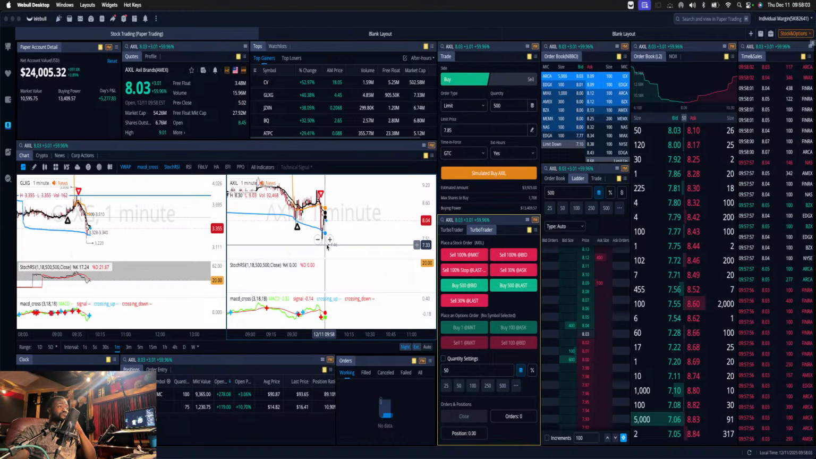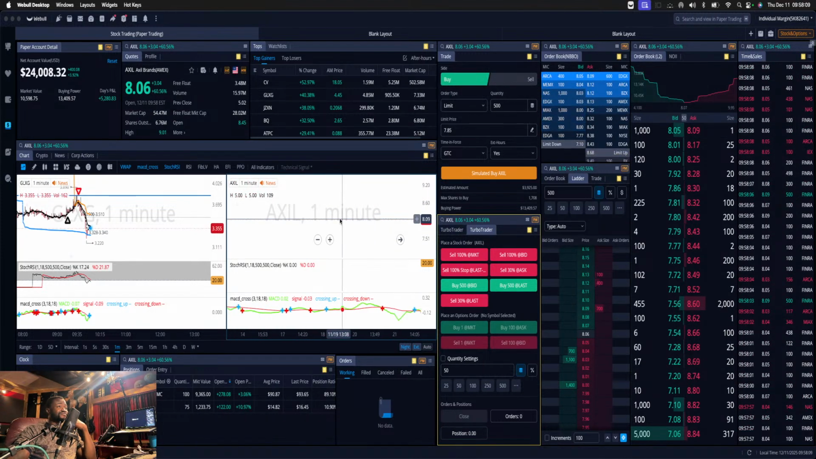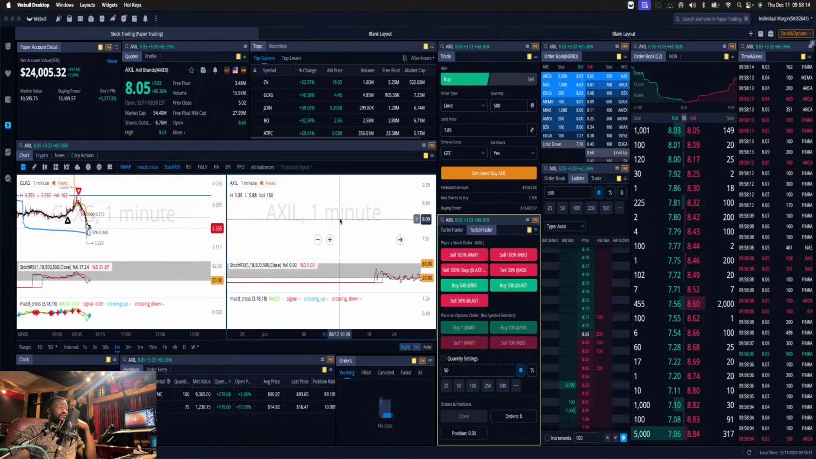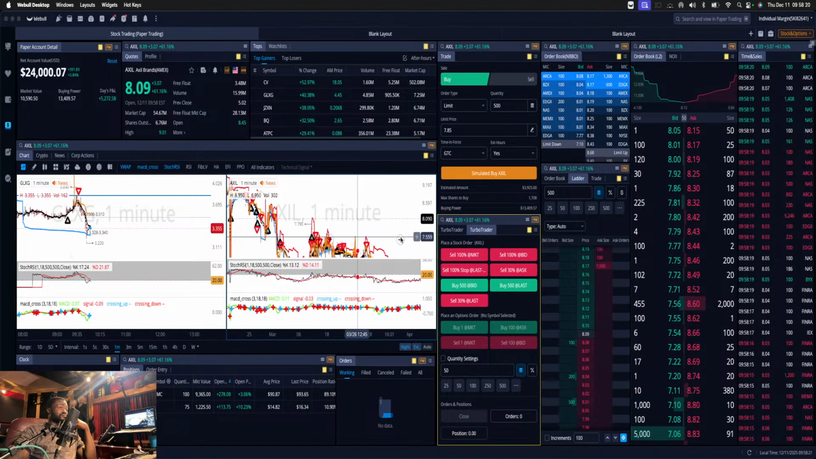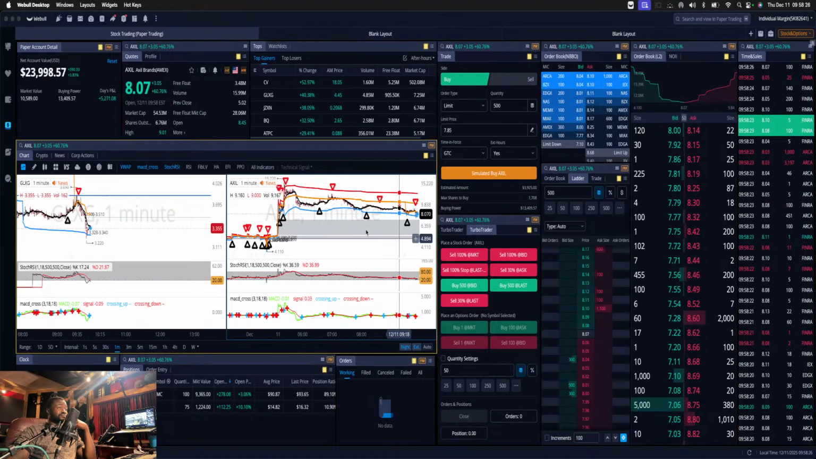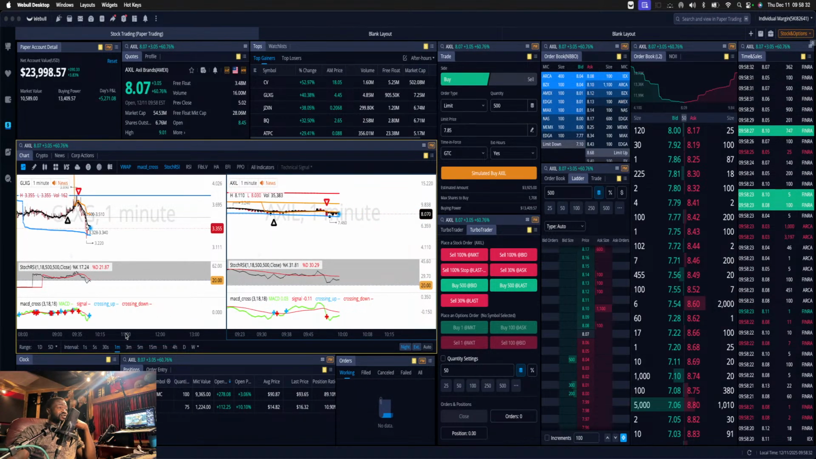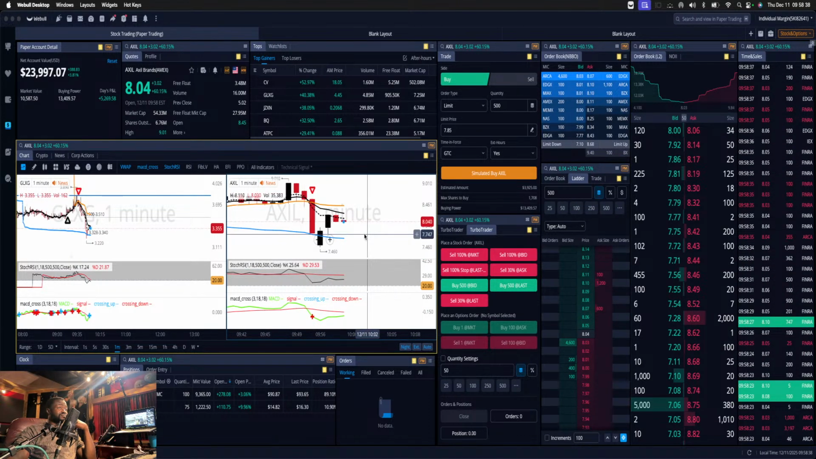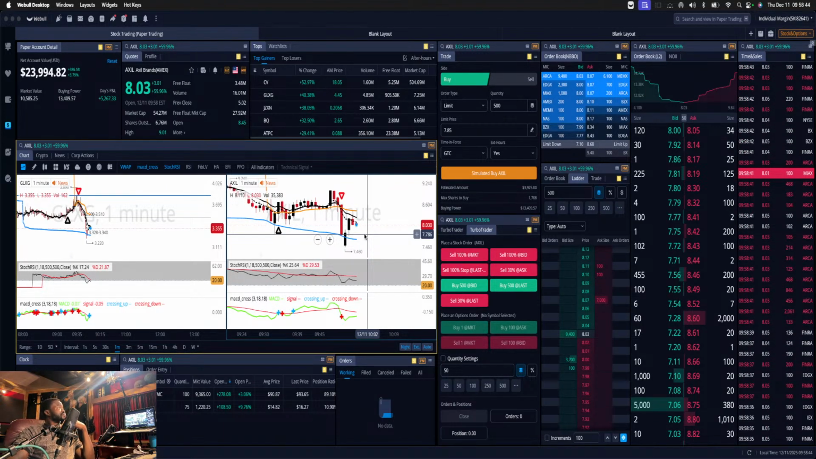Let me check my stochastic RSI first of all. See where we at with it. Alright. So it's not crossing up on the 1 minute yet. Nope. It's not ready yet.